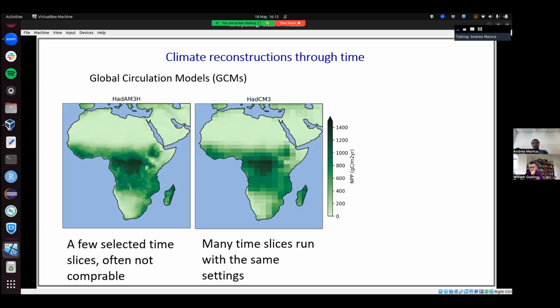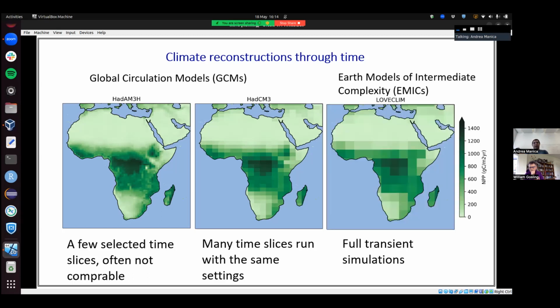And finally, the other kind of data sets that you can get if you want to think about these kinds of reconstructions through time are EMICs. These are Earth models of intermediate complexity. They are quite commonly used at the moment. There are some fantastic transient simulations that now cover up to 3 million years, and we're definitely going to add them at some point to pastclim. It's just a question of time to reprocess a bit of data and reshape it in a way that is easy to work with, plot and extract.